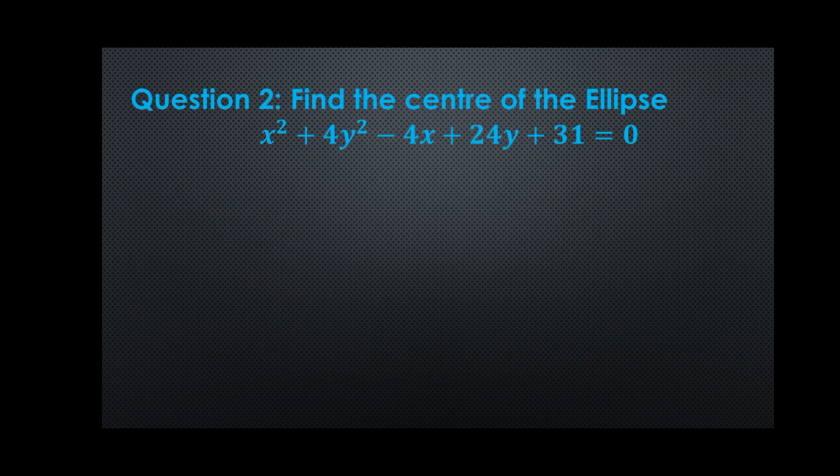Moving on to the next question. Find the center of the ellipse x² + 4y² − 4x + 24y + 31 = 0. To find the x coordinate, differentiating x² − 4x, we get 2x − 4 = 0, which gives x = 2.